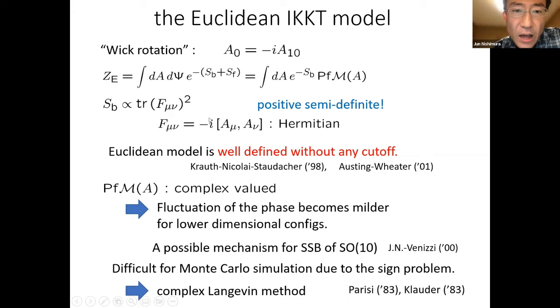With an i in front of it, this object is Hermitian. Therefore, this action is the trace of a Hermitian squared, which means that it is positive semi-definite. As you see, the Euclidean model is well defined without any cutoff. This was first shown by these people numerically and actually proved rigorously by these Englishmen. Another interesting point is that this Pfaffian that appears after integrating out fermionic matrices is complex valued, and the fluctuation of the phase becomes milder for lower dimensional configurations.